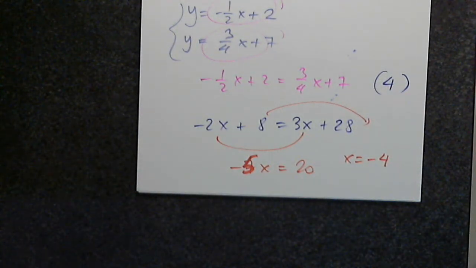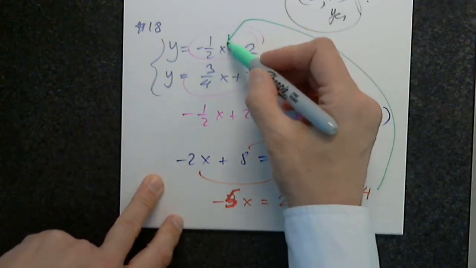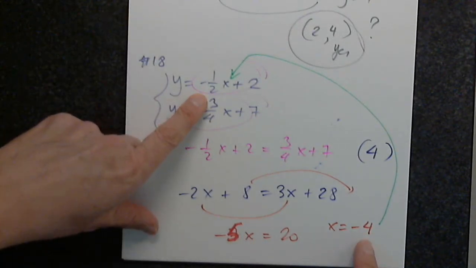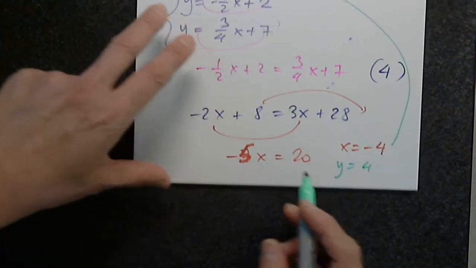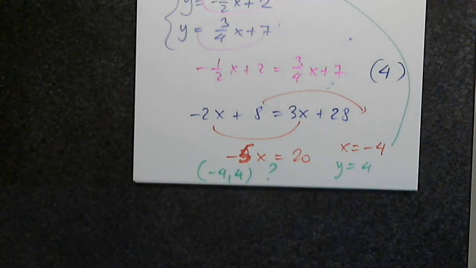That's not good enough. It's good, but it's not good enough. We have to go back. Let's say we go back here. And negative 1/2 times negative 4 is 2 plus 2, 4. It appears, I'm not sure, that the solution is negative 4, 4. What do I need to do?